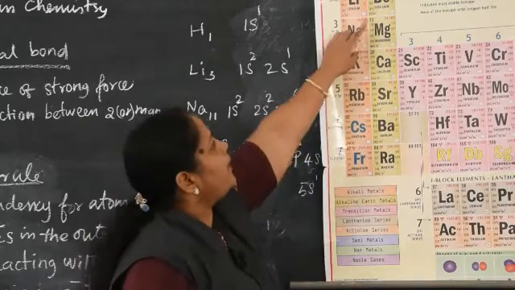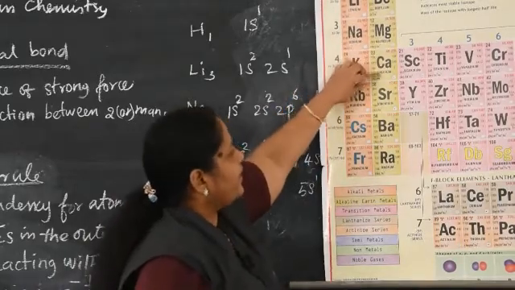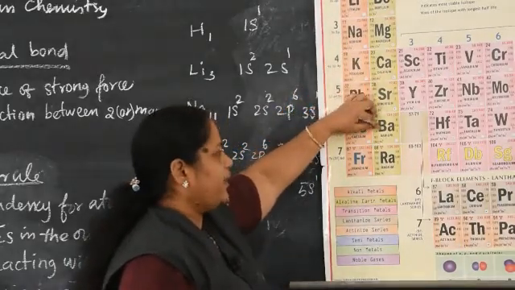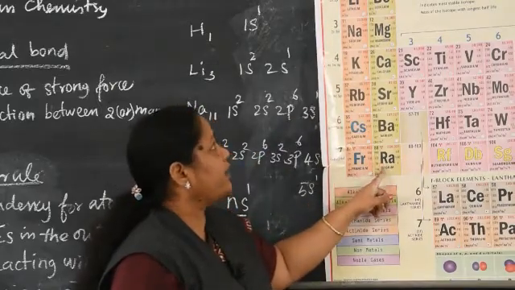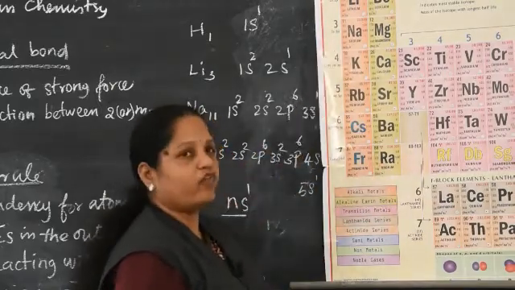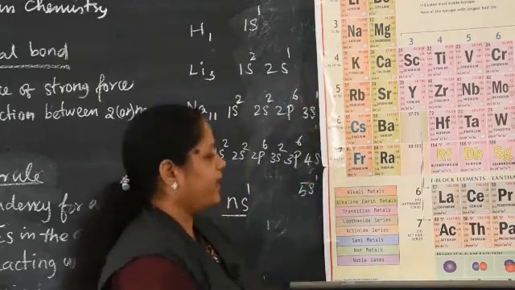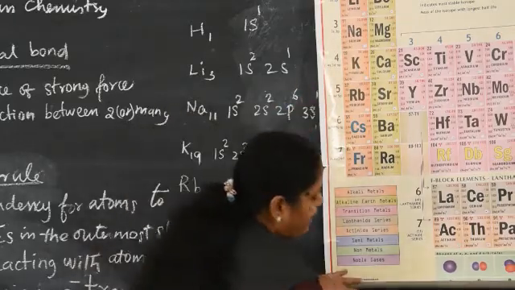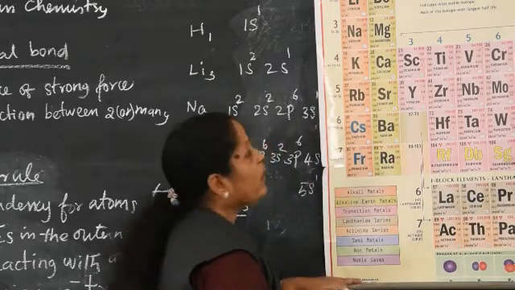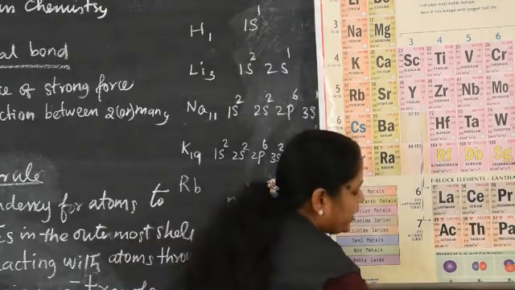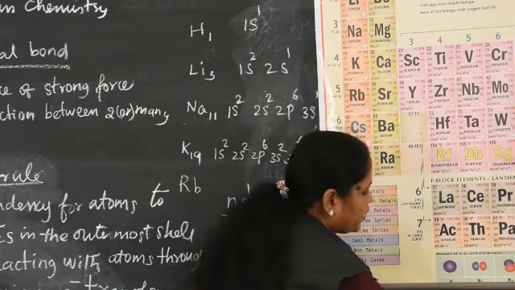Next we go for beryllium, magnesium, calcium, francium, barium, radium. Radium is also a radioactive element. When you write the electronic configuration for these elements, I write for beryllium, atomic number 4, electronic configuration 1s2, 2s2.